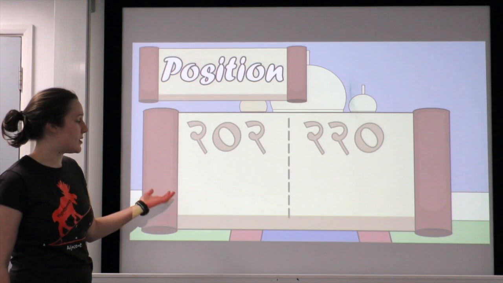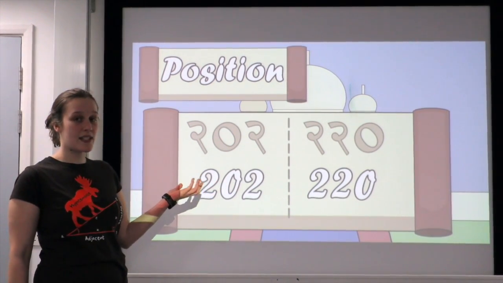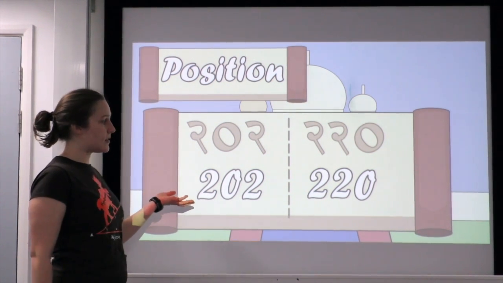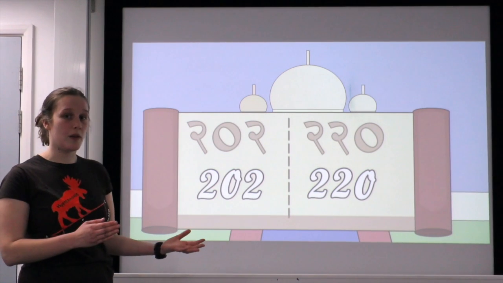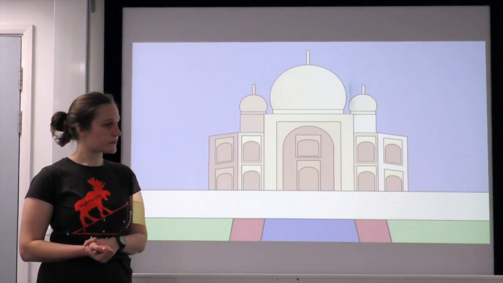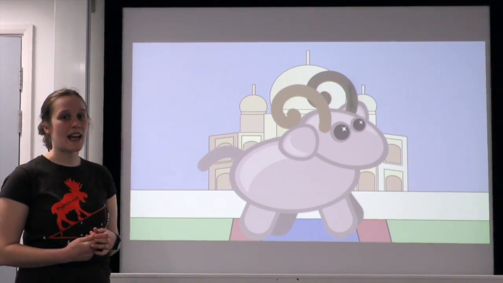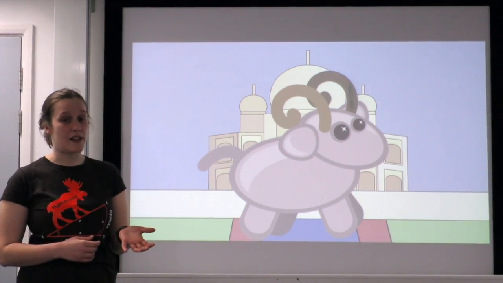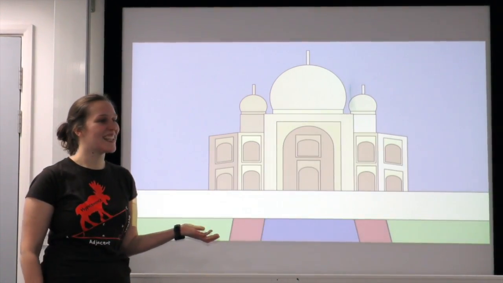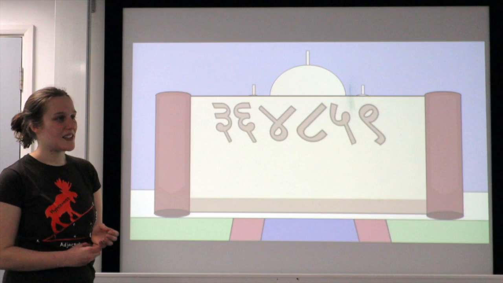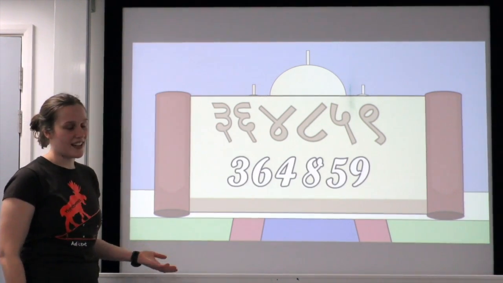So here you can see the numbers 202 and 220. And despite the fact that they have the same combination of symbols, they represent very different values. There's no more ambiguity about which column objects are in. So Indian mathematics allowed you to easily count and write down the number of objects you had, no matter how many goats there were. You can easily write down large values, such as 364,859, as seen here.